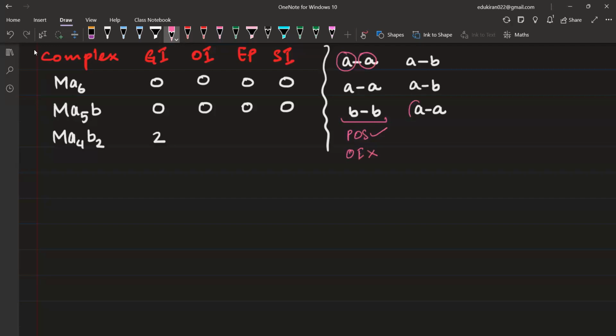You can have AB, same ligands at 180 degree. Agar aapko ek bhi aisa case mil gaya, then plane of symmetry is present and optical isomer will not be present. So here we will not have any optical isomer. No enantiomeric pair. Total number of stereo isomers will be only two. That is the two geometrical isomers.